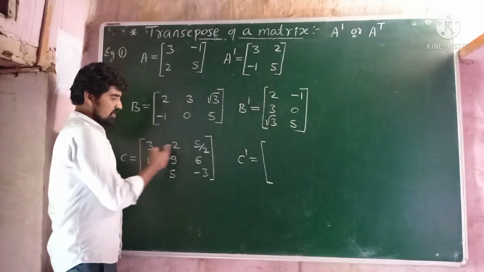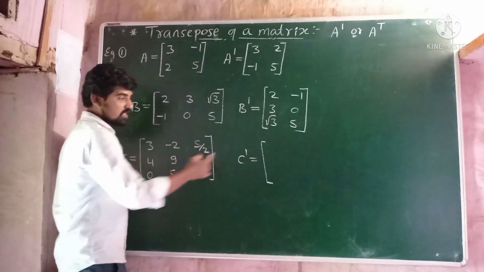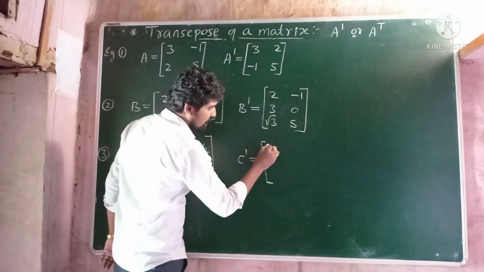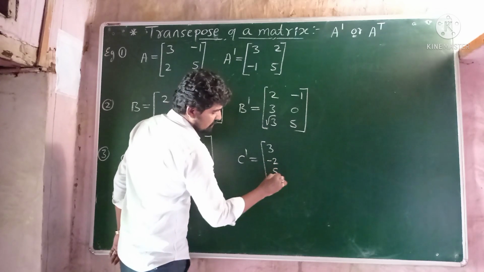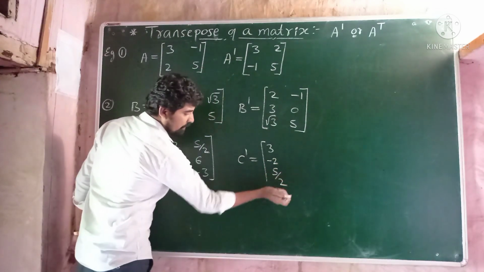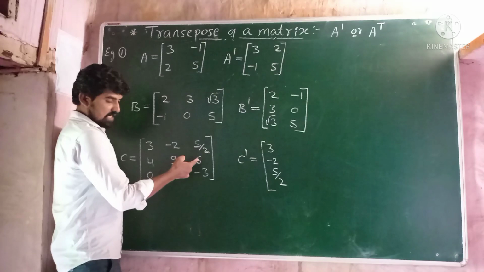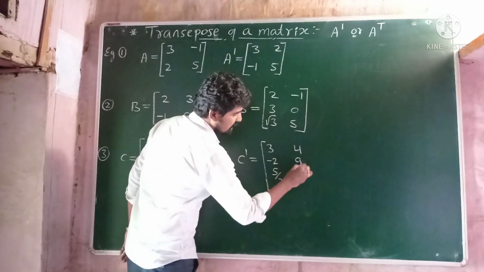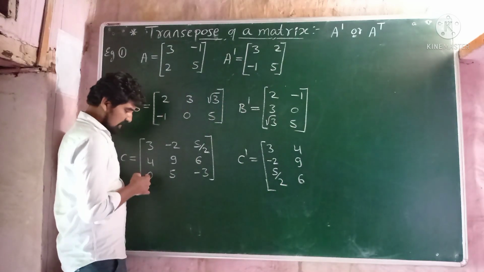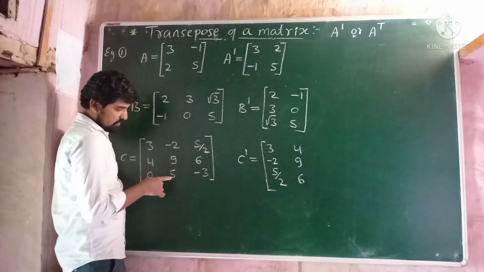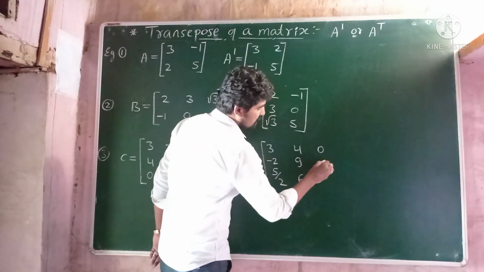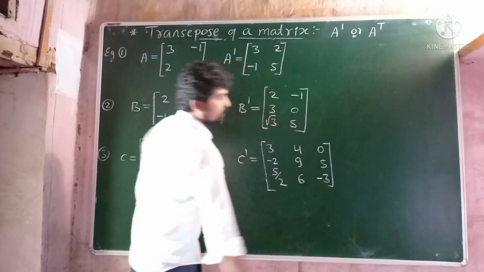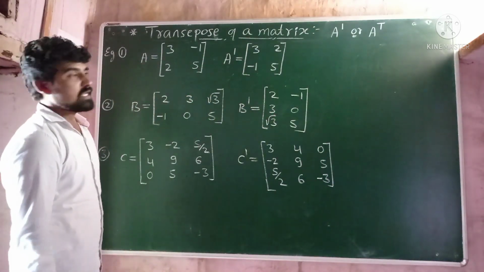It means first row of the matrix C becomes first column of the matrix C dash, 3, -2, 5 by 2. Second row becomes second column, 4, 9, 6. And similarly, third row becomes third column, 0, 5, -3. I hope all of you understood.